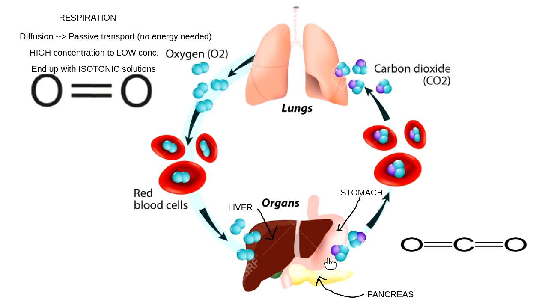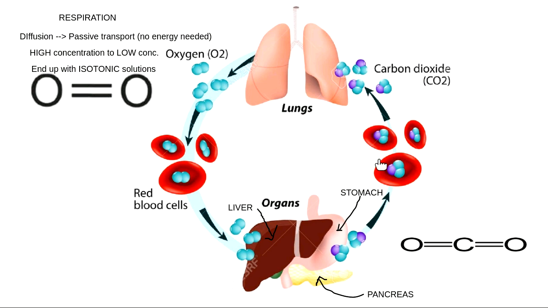Then they spit out carbon dioxide. So at the end of the process of building energy, we spit out carbon dioxide. Carbon dioxide is also nonpolar. So carbon dioxide goes from the organs into the red blood cells. We are still doing the process of diffusion, which means we're still going from high concentration to low concentration. So I've got a lot of carbon dioxide in these organs that I give to the red blood cells, meaning there's more in the organs than there are in the red blood cells.